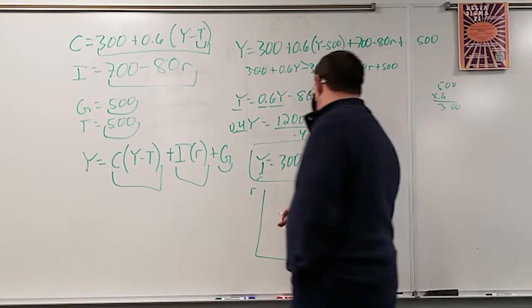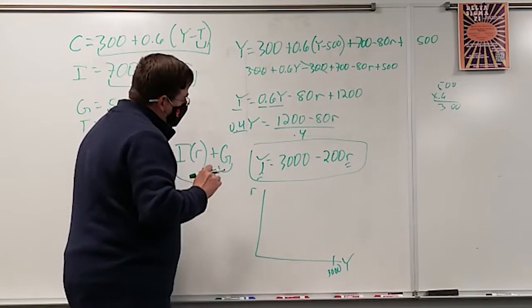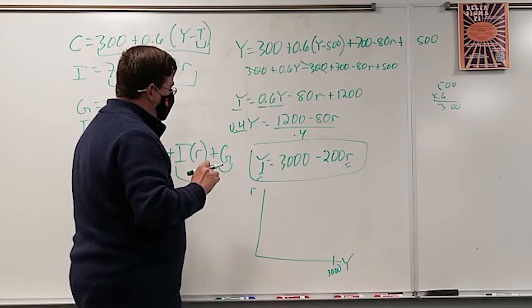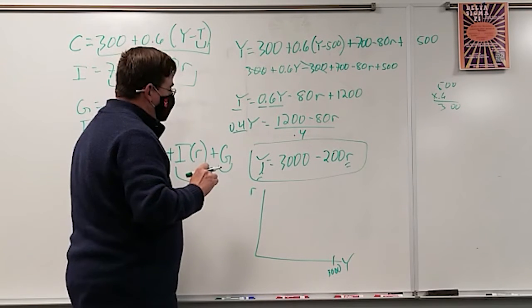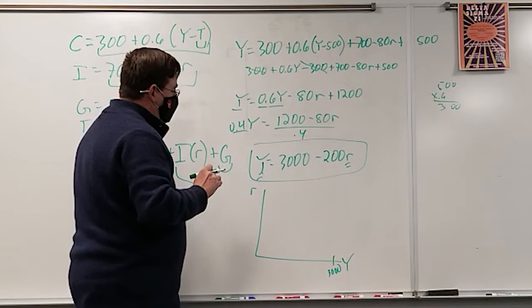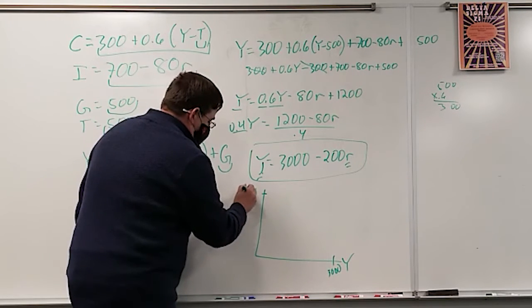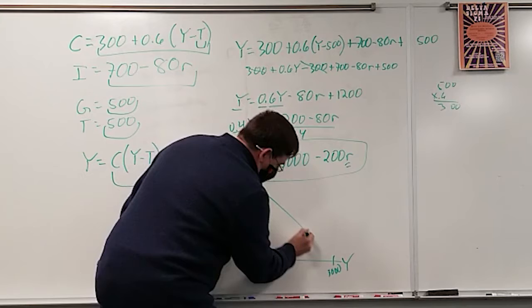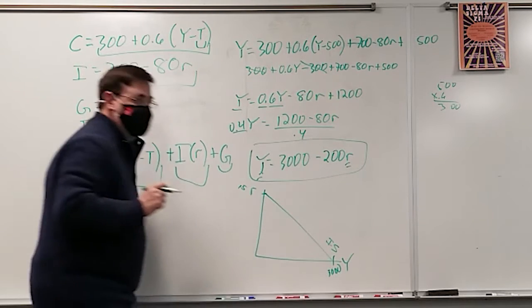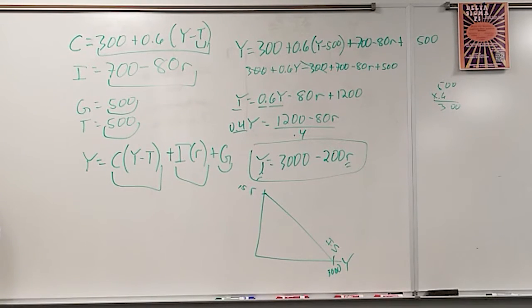And if y were 0, then what would r be? 200r equals 3,000. 2 into 30 is 15. That is our IS curve, so it has intercepts at 15 and 3,000. What do you suppose we're going to do next?